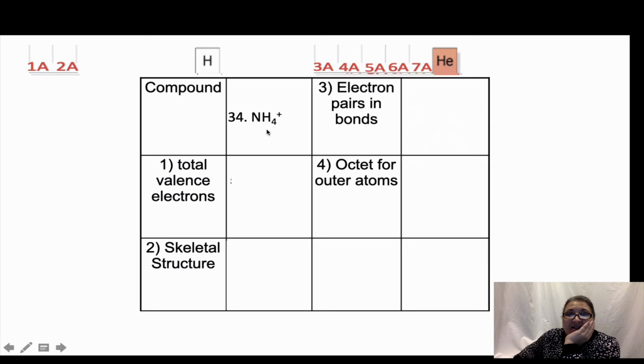Then here's a positive charge. We have NH4 plus. So N is 5A, so that's 5 electrons. Hydrogen is 1, but we have 4 of them. And it's a plus, so we subtract 1, we have 8. Skeletal, we just connect them. And then we used up all the 8, and we cannot have a double bond with the hydrogen, so we're good.